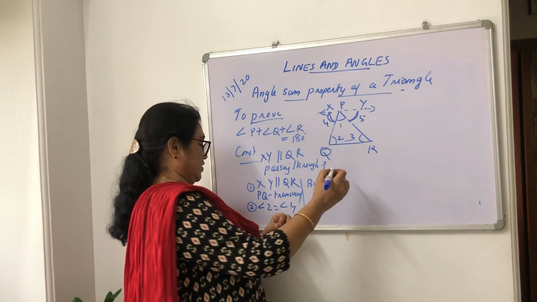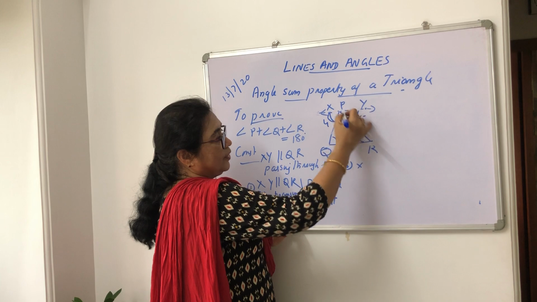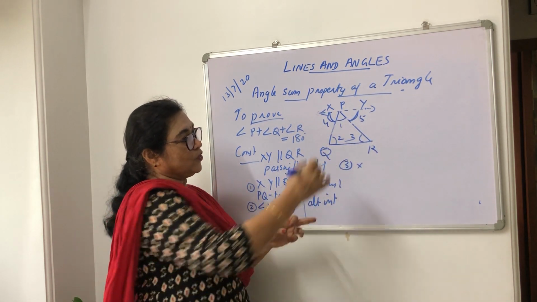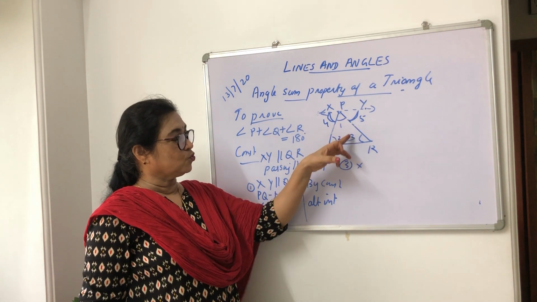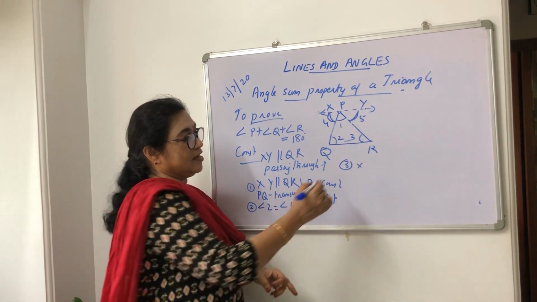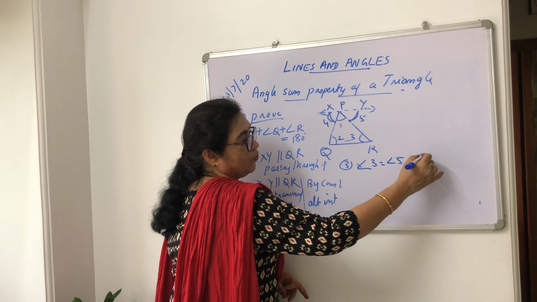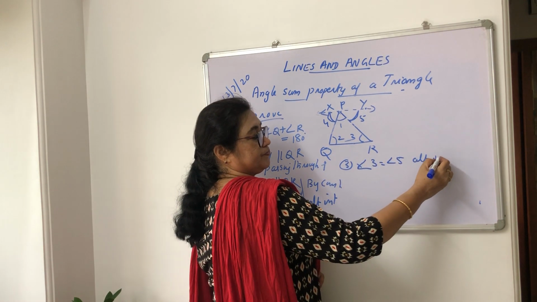Now you take this: XY parallel to QR and PR as transversal. So which are the two alternate interior angles? Angle 3 is equal to angle 5. Again, alternate interior angles are equal.